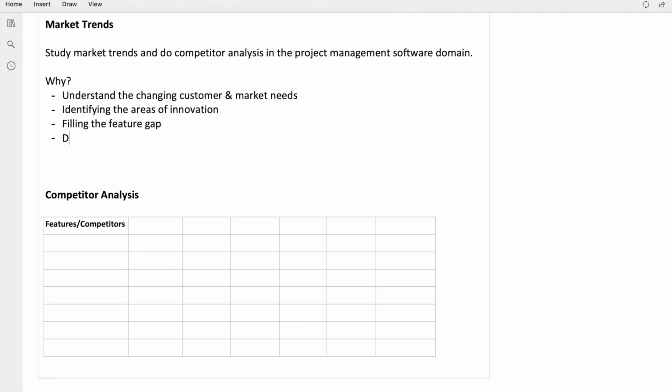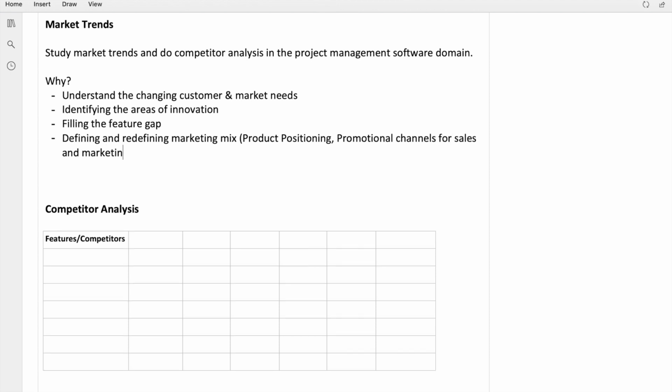The fourth one is defining and redefining marketing mix. With marketing mix, we mean product positioning, promotional channels for sales and marketing, pricing and monetization tactics. Now let me explain this.